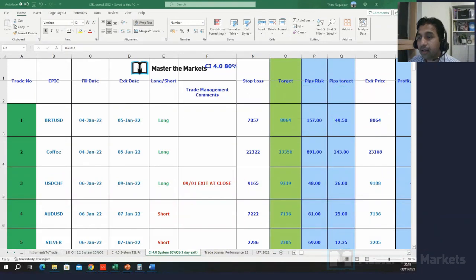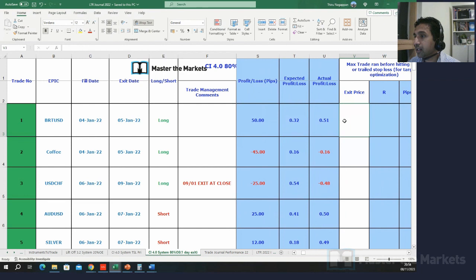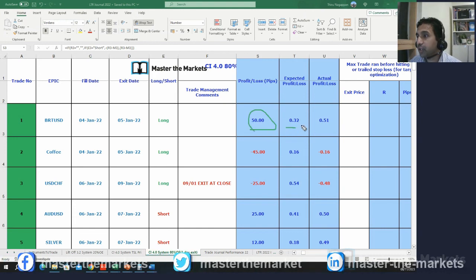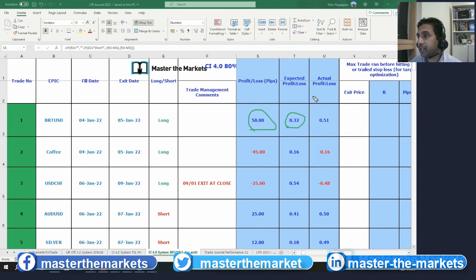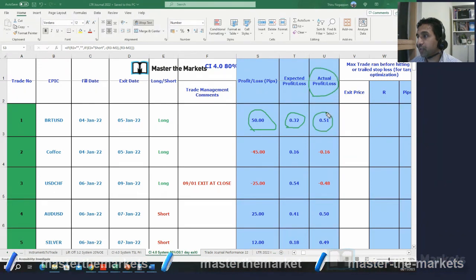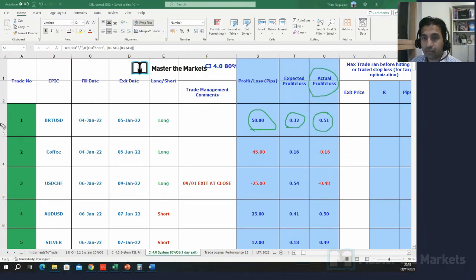And then after that, once that has been tracked, you will naturally get the profit and loss for each of the individual trades, right, in the raw units. And then you will get it in a ratio of expected and actual. Actual is what we are really mainly looking at, right?